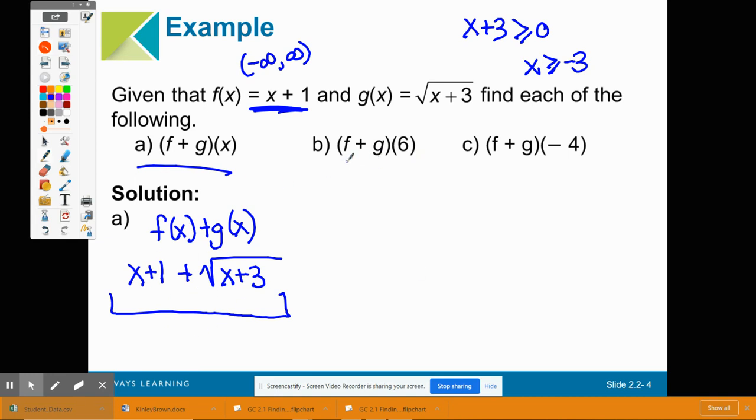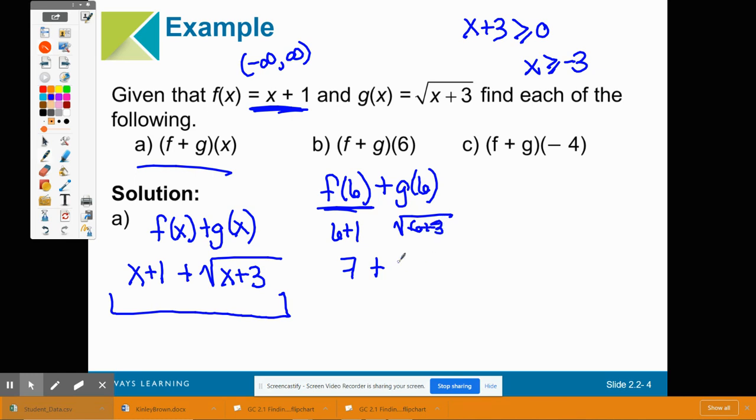Now, what if we want to do f plus g of 6? There are two ways you can do it. The way I think is the easiest is to take f of 6 plus g of 6. What is f of 6? Go to f, take out the x, and plug in 6. 6 plus 1 is 7. Plus g of 6 would be the square root of 6 plus 3, which is the square root of 9, which is 3. 7 plus 3 is 10. I think that is the easiest way, f of 6 plus g of 6.